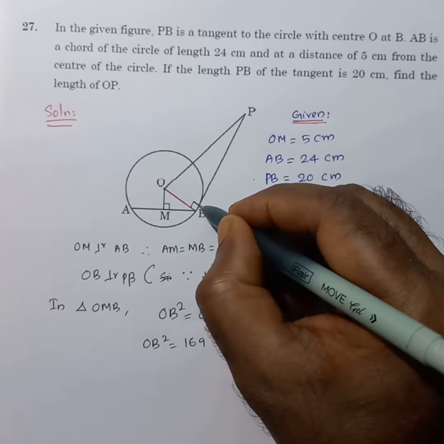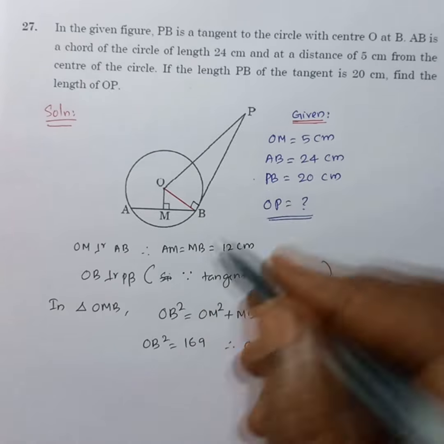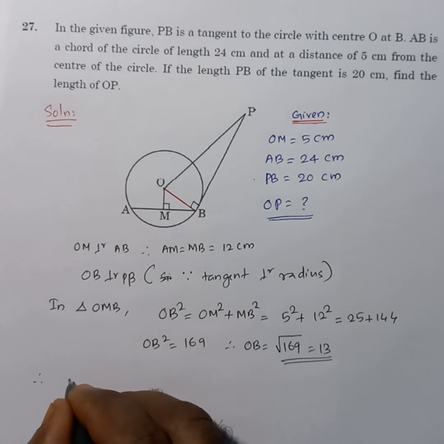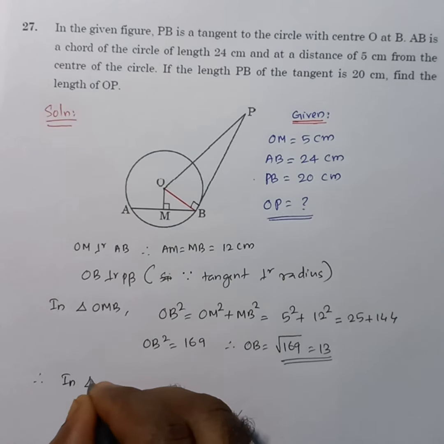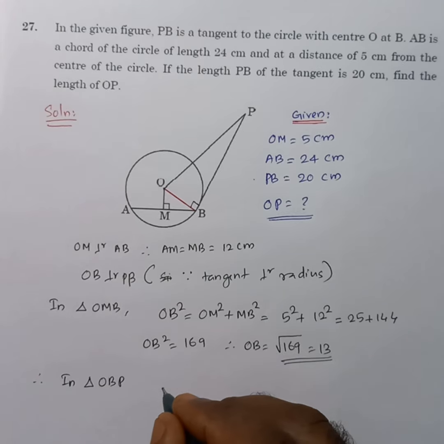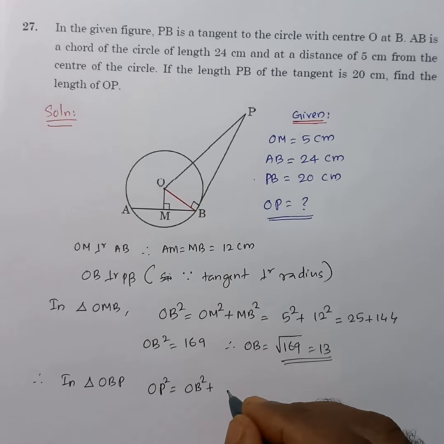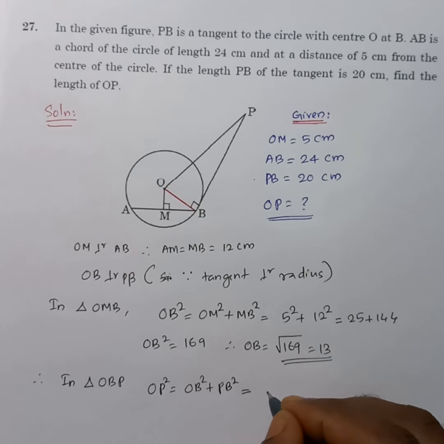OB perpendicular to PB, since radius is perpendicular to tangent. Therefore, in triangle OBP, OP square is equal to OB square plus PB square. That is OB is 13 square plus PB is 20 square.